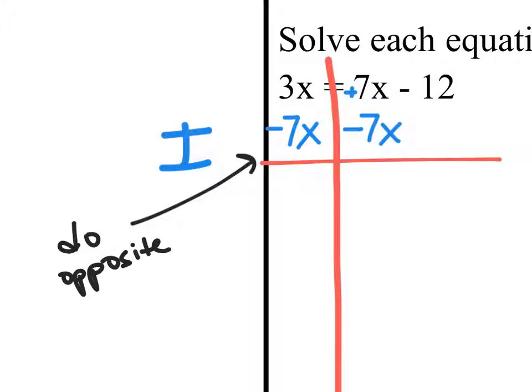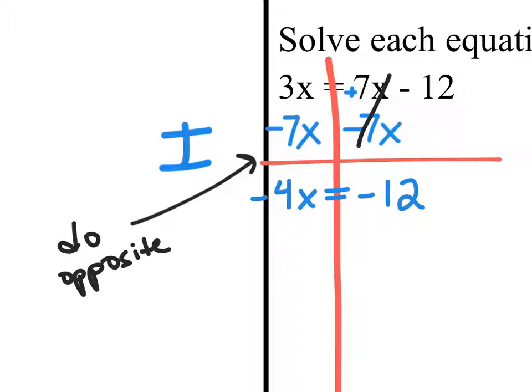7x minus 7x is what? 0. So you get to cross that out because we're moving it to the other side. So now we need to rewrite our equation. If I have 3x minus 7x, I have negative 4x. So I say negative 4x equals negative 12.